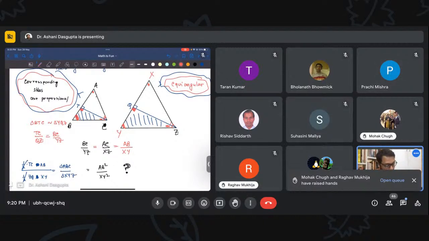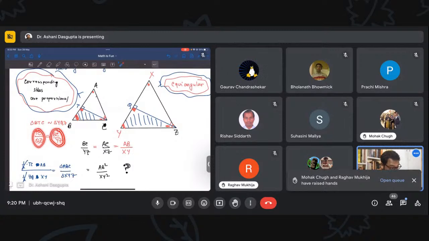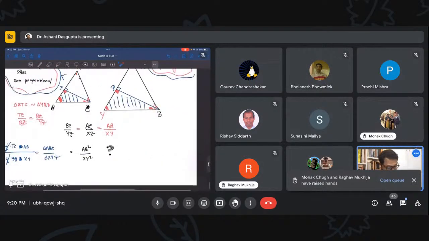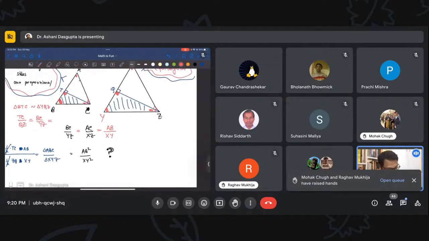All right. So TC upon QZ is equal to BC upon YZ. That is fine. But what is BC upon YZ equal to? Can anyone tell me that? AB upon XY, sir. It is equal to AB upon XY, because the original two triangles were similar.